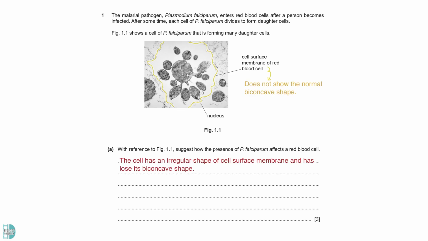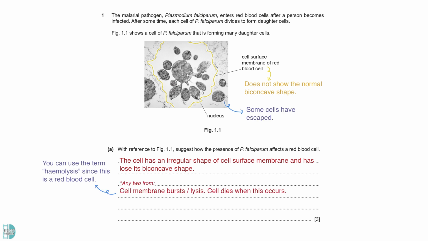Judging from the outer line of the cell surface membrane, the cell has lost its biconcave shape and is irregular. The cell surface membrane may have burst or lysed, hence the escaping daughter cells. A cell dies when the cell surface membrane bursts. You can also use the word haemolysis to describe the bursting of a red blood cell. We can see that many daughter cells of the pathogen have filled the cell.